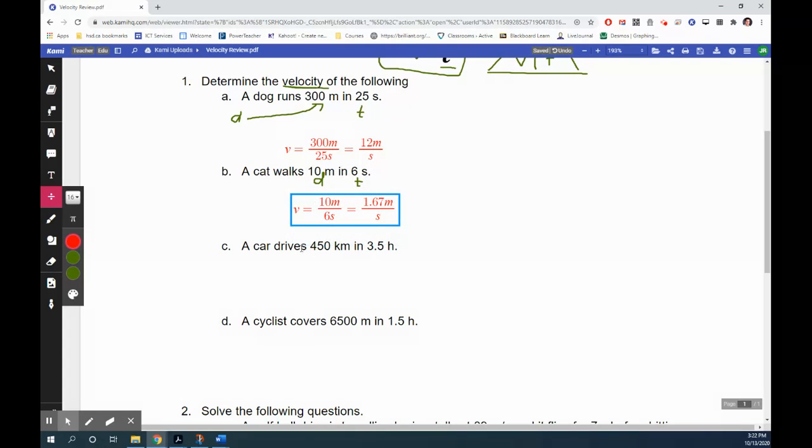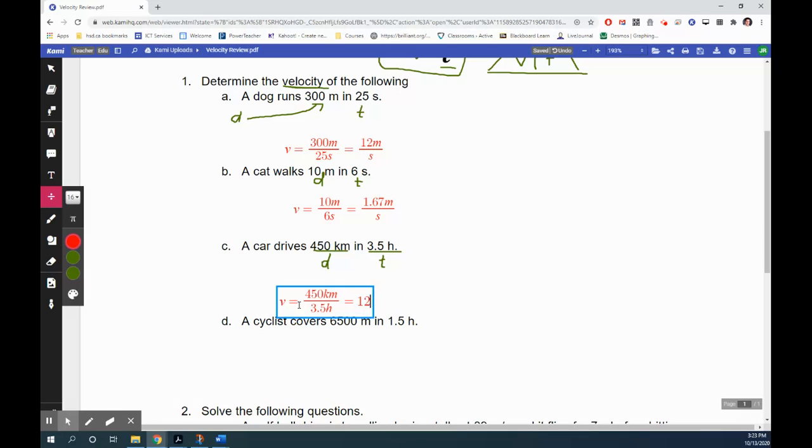Okay, now we're doing this question. A car drives 450 kilometers in 3.5 hours. We got different units here, but nonetheless, we should know by now that this 450 kilometers is a distance, and 3.5 h for hours is our time. And once again, we're looking for velocity, and so we're going to get v equals distance of 450 kilometers divided by our time of 3.5 hours, and that gives us a final answer of 450 divided by 3.5.